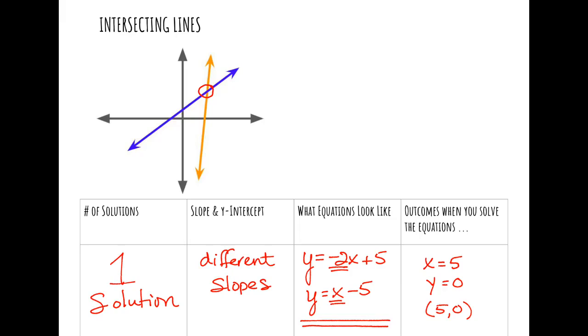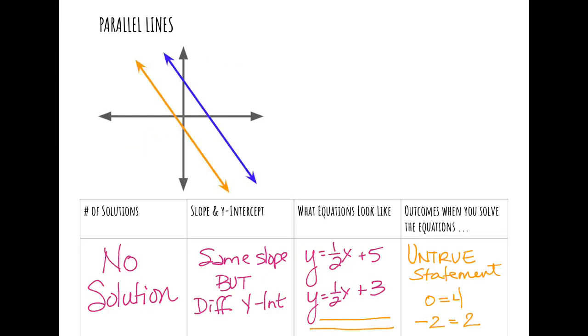The first one is intersecting lines, which would have one solution. You're just looking for different slopes here, and the outcomes when you solve these are x equals some number and y equals some number. And then the two sort of special cases are parallel lines and coinciding lines. Parallel lines will never touch. Those two lines will never share a point. So the system has no solution, no shared points. And we're looking here for same slope, but different y-intercepts. And that's sort of the definition of a parallel line.